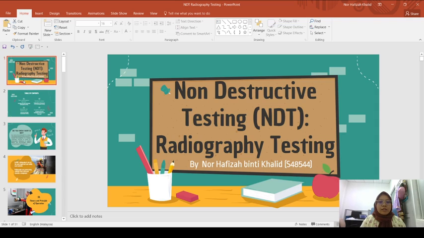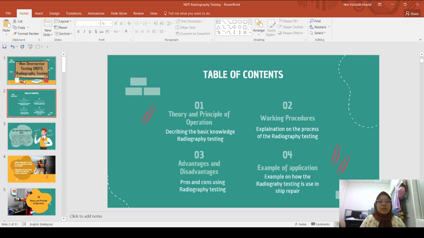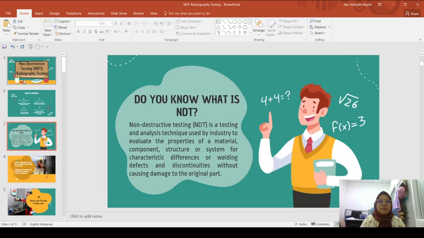Today I will be presenting non-destructive testing, radiography testing. Table of contents: theory and principle of operation, working procedures, advantages and disadvantages, and last one is example of application.